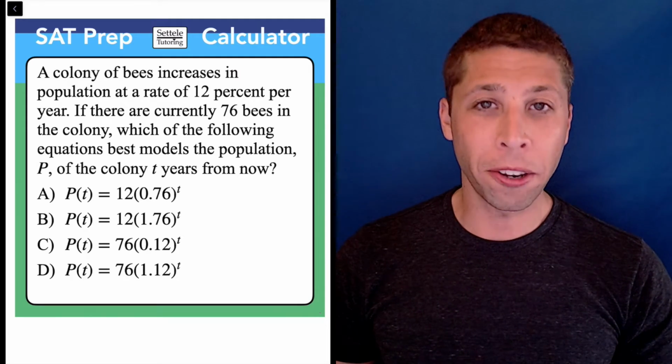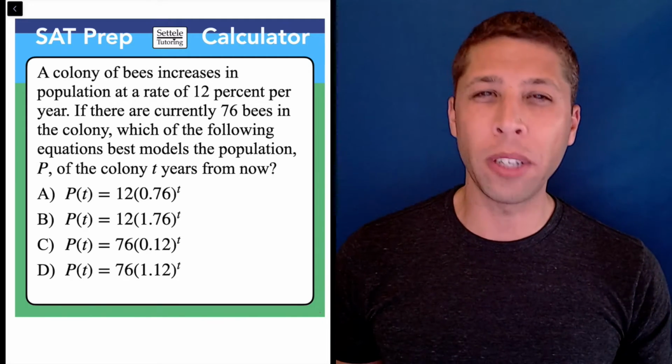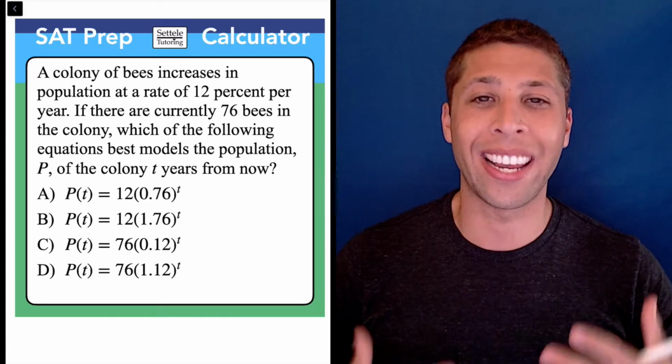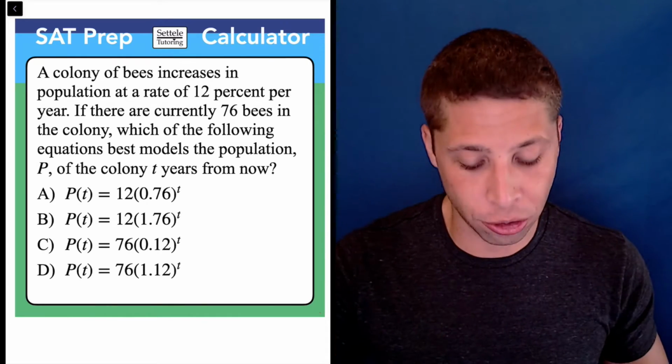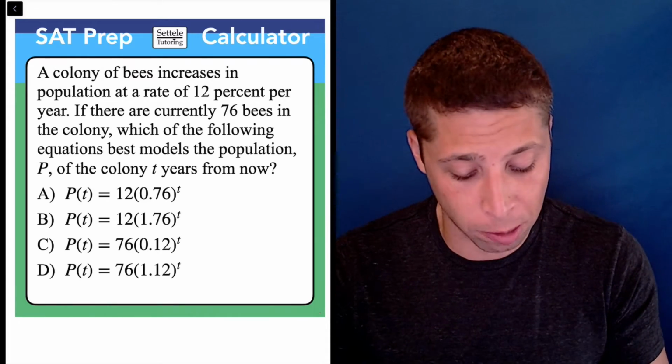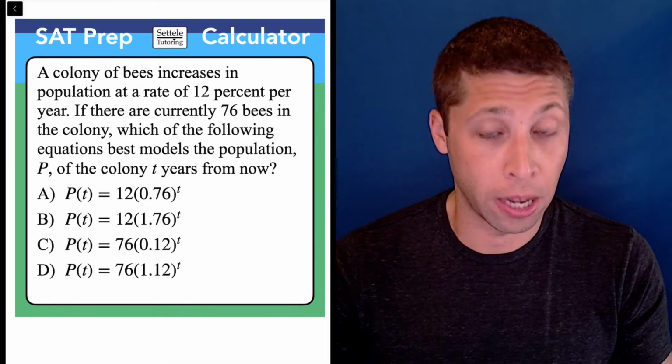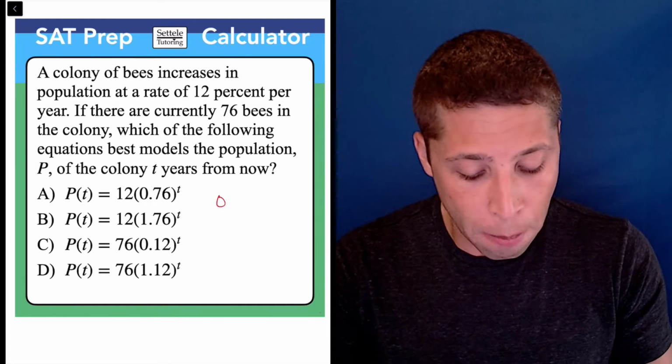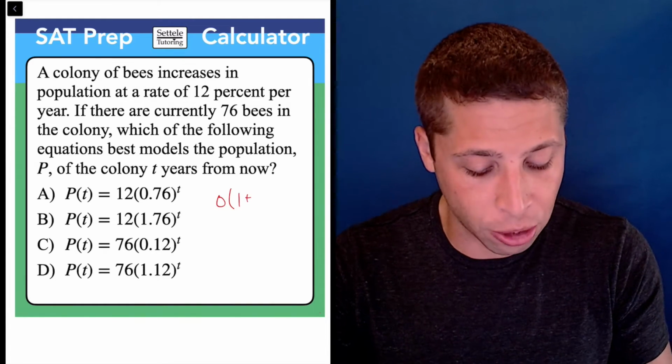This question would appear in the calculator section, but there's really no reason to use one. This is really just about understanding how we build exponential equations. And so the formula that I always use for exponentials is the OPEN formula, which is what I also use for percentages, but with the exponential equation, it's going to look like this.